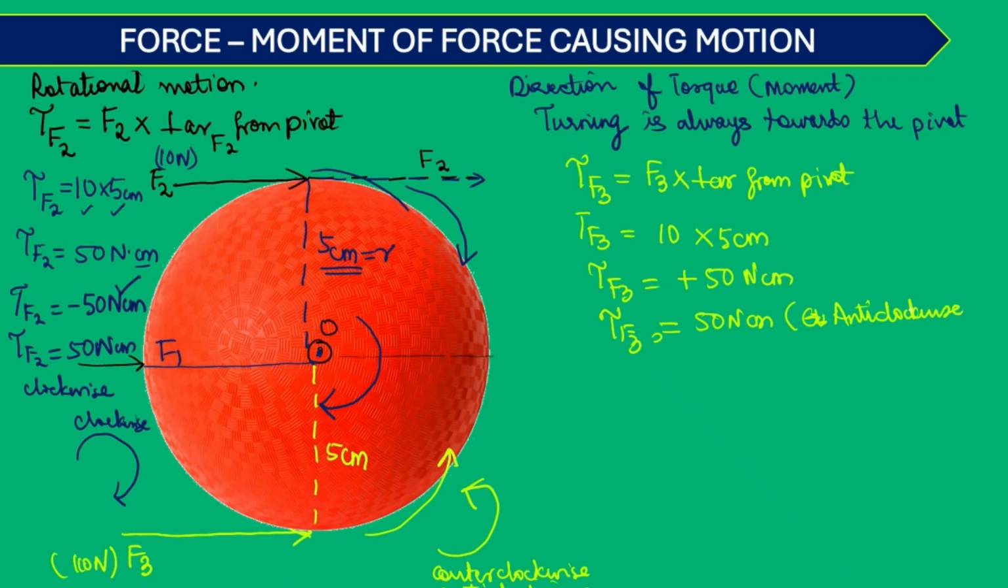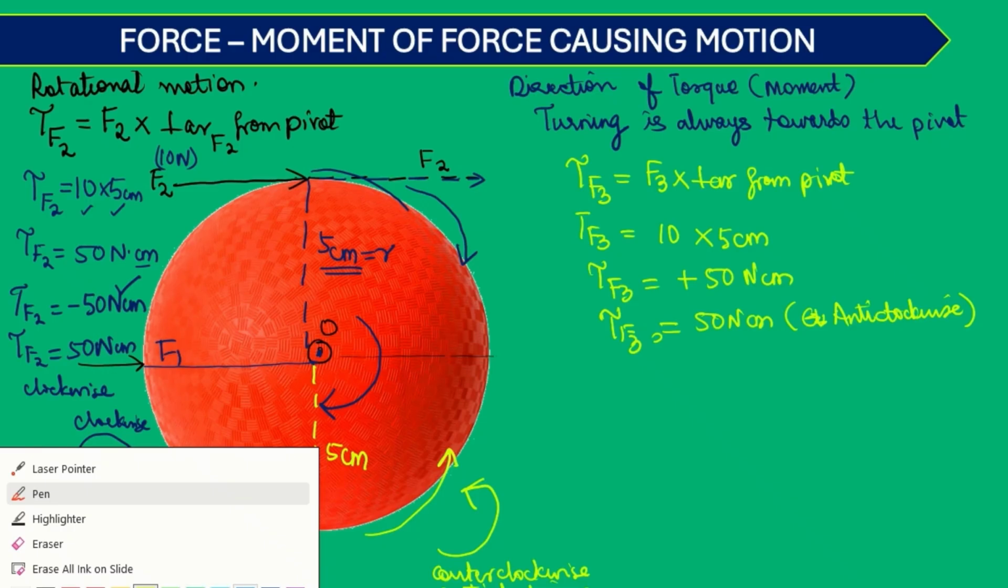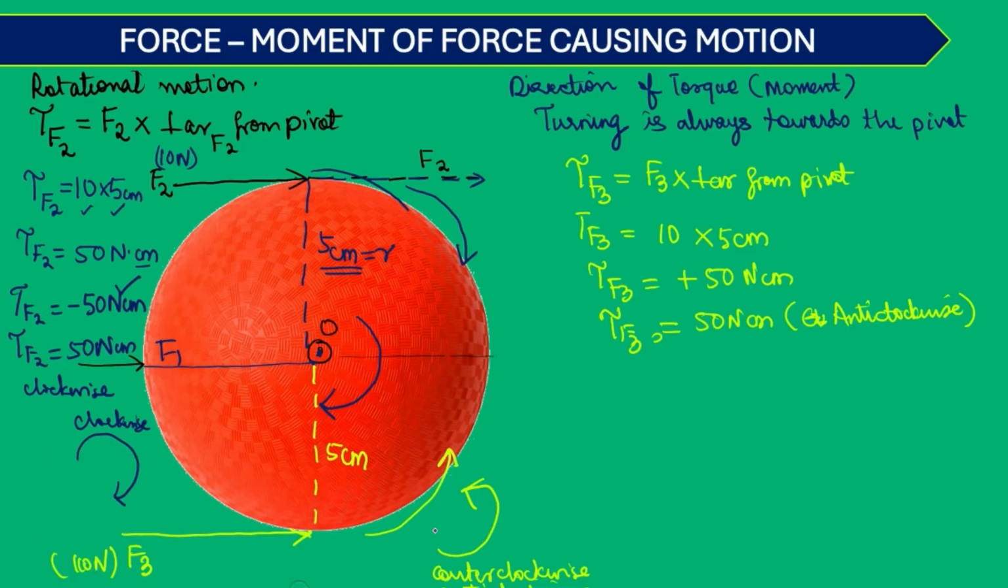Anti-clockwise. Remember, anti-clockwise is always positive. Clockwise is always negative. This is our sign convention, a general sign convention. What if I have a force F4 acting like this? Again, this force is tangent at this point P. So what is the distance of P from the pivot? It is also 5 centimeter.